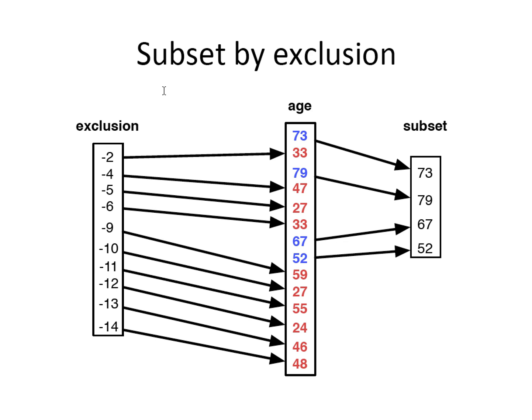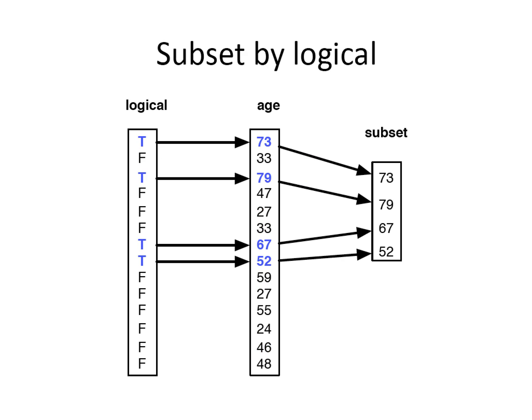Okay, subsetting by exclusion: delete 2, delete 4, delete 5, delete 6, and so on. Okay, so we can do this. We delete 2, 4, 6, and so on, and then you end up with 1, 3, whatever this is, 7, I guess, 8. And so that's what you get, 73, 79, 67, 52. So you have lots of options.